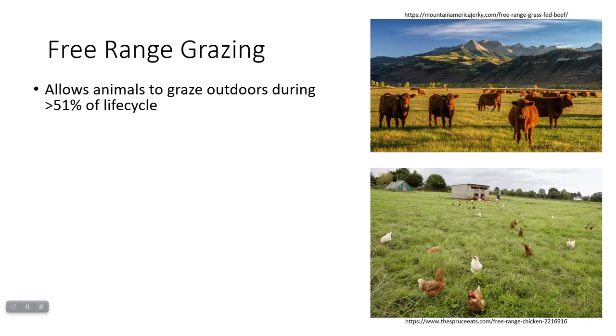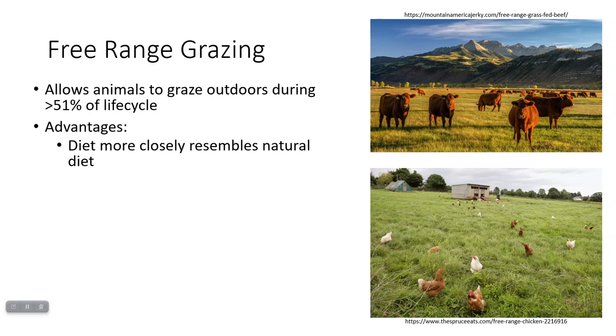So free range grazing. The United States allows you to call your meat that you've produced free range if the animals are allowed to be outdoors more than half of their life cycle. So it doesn't mean that they're constantly outdoors, but they're not penned up in a building the whole time. What are the advantages?